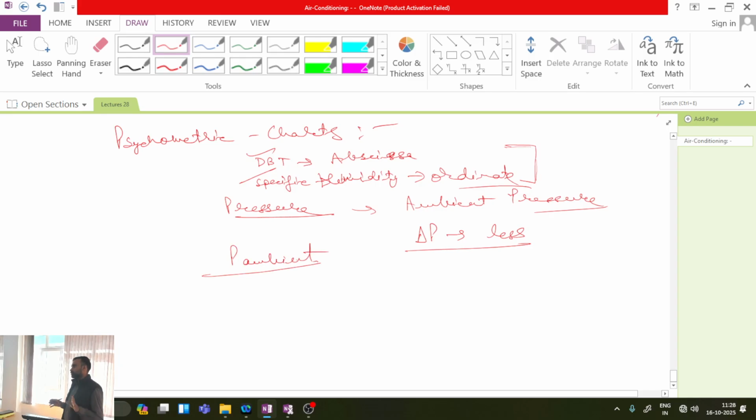Is this point clear? So one property is nothing but my ambient pressure, and the reason for this is that in standard applications pressure drop is negligible. Okay.